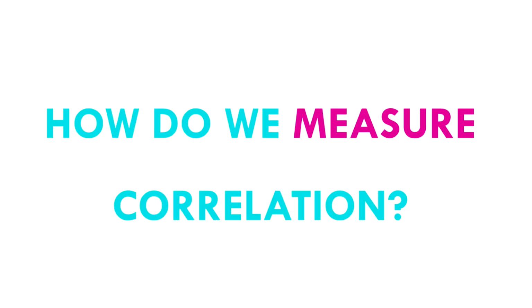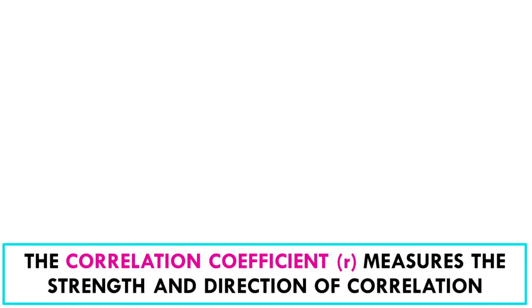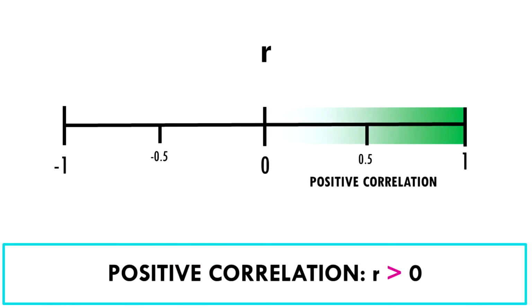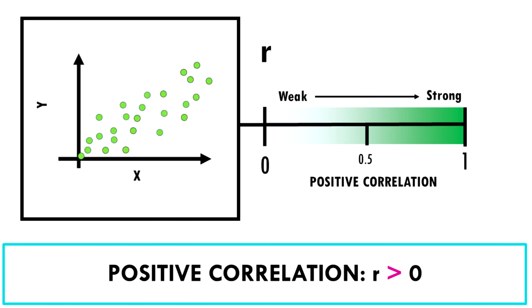So one last important question. How do we measure correlation? The correlation coefficient R shows both the strength and direction of correlation. It takes values from -1 to +1. A positive R means, as you can probably guess, a positive correlation between two variables. That is, two variables move in the same direction. The higher R is, the stronger the correlation is.